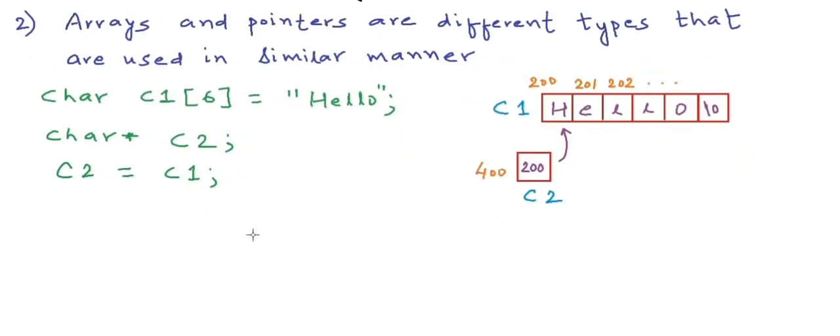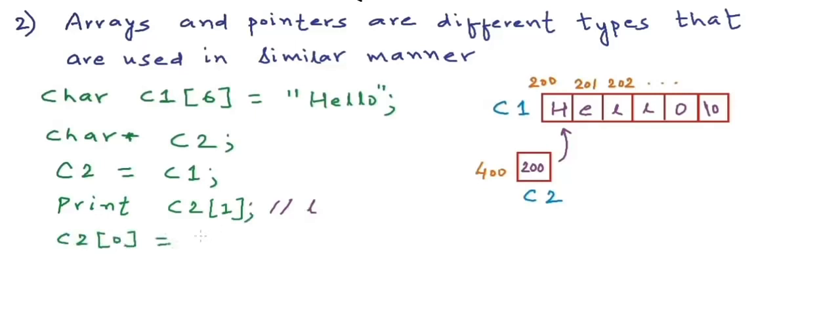Now we can use this variable C2, which is a character pointer, just like C1, to read and write into the array. So if I write something like print C2[I], let's say we want to print C2[1], then the output will be L, and we can even modify the array. Let's say we want to modify the character at 0th index to A. So the string will be modified and will become this.